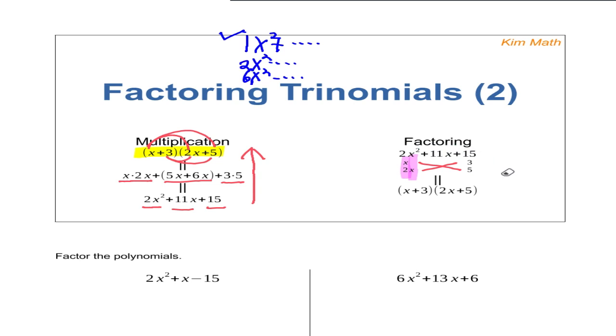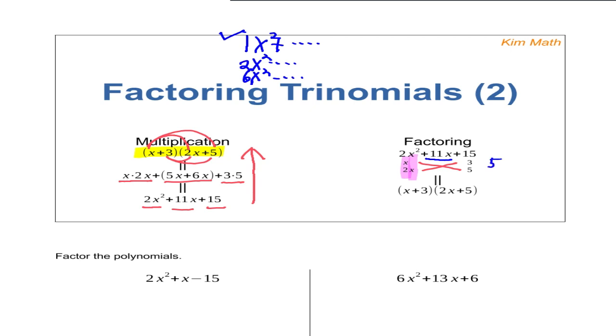I will show you my trial and error. For example, I will start with 1 and 15, because 1 times 15 is 15. Now, by mental math, please cross multiply: 15x, 2x. With 15x and 2x, if I say numbers only, with 2 and 15, is it possible to make 11? Not possible, right? So I will erase this one.